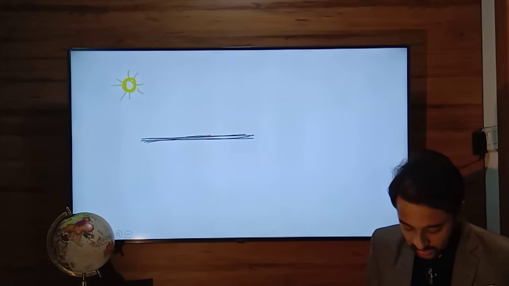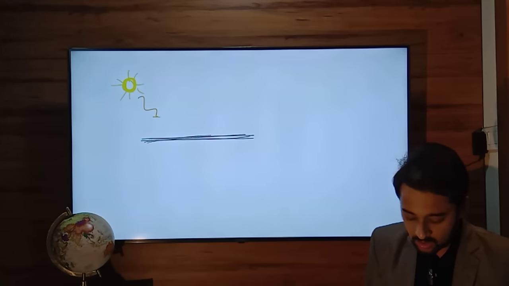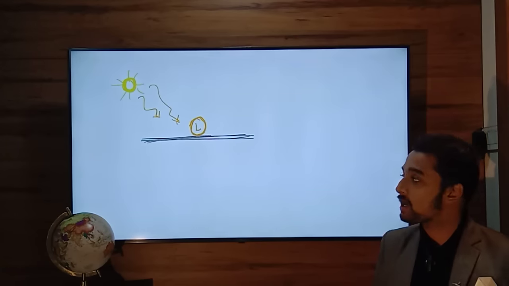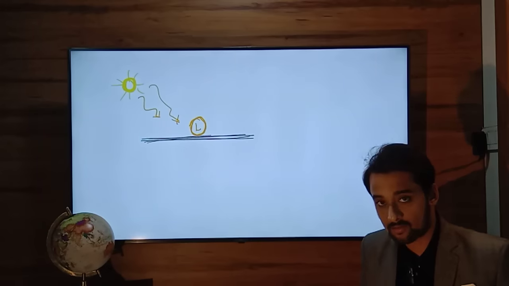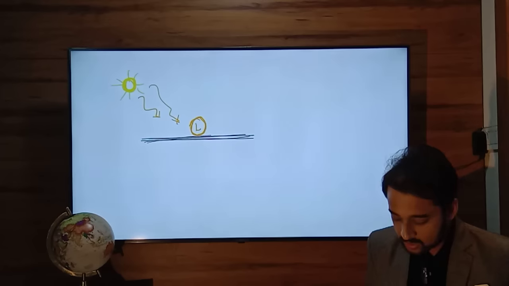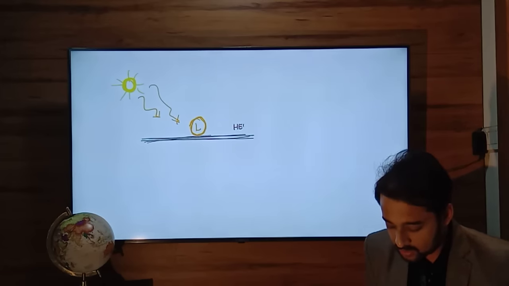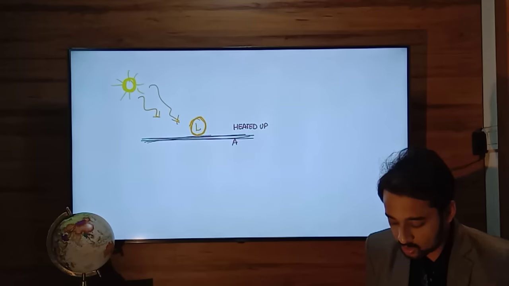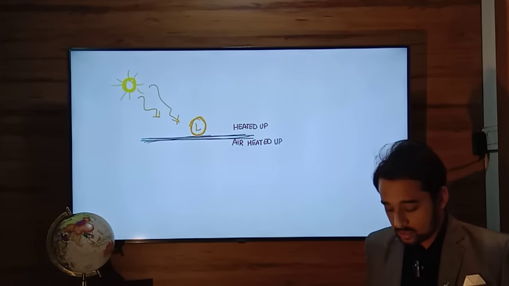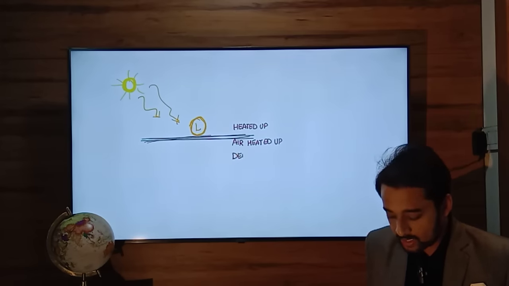Due to the solar radiation of the sun, there will be a low pressure created on the land surface, because the land will get heated up. As a result, the air layer close to the land will also get heated up. So the density of that air layer decreases.